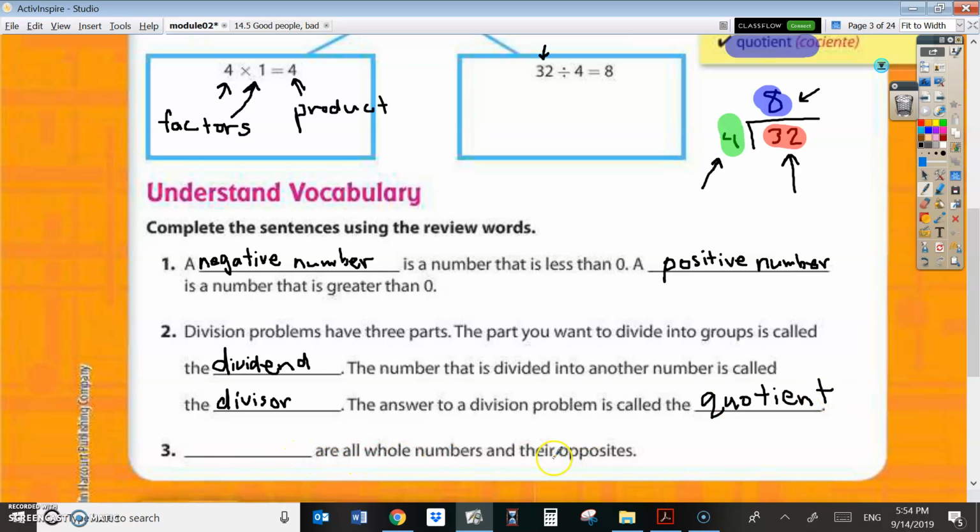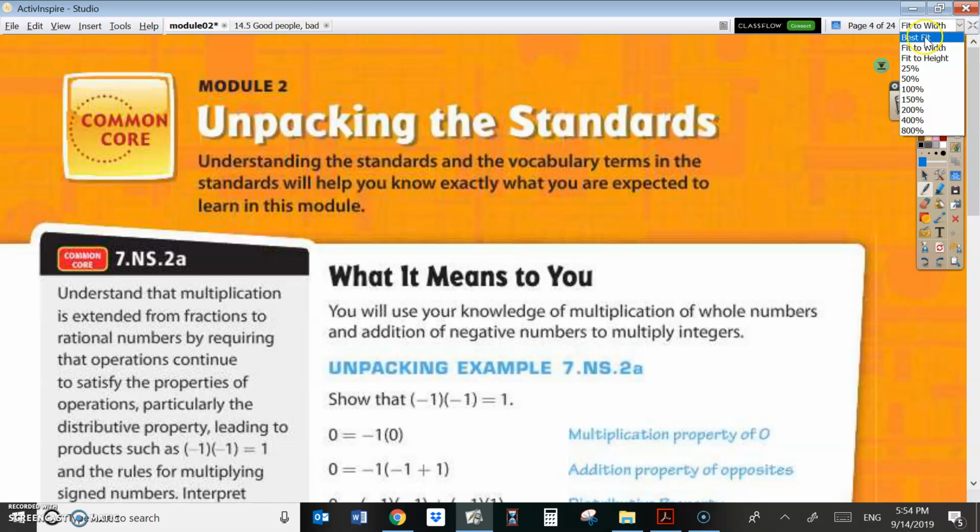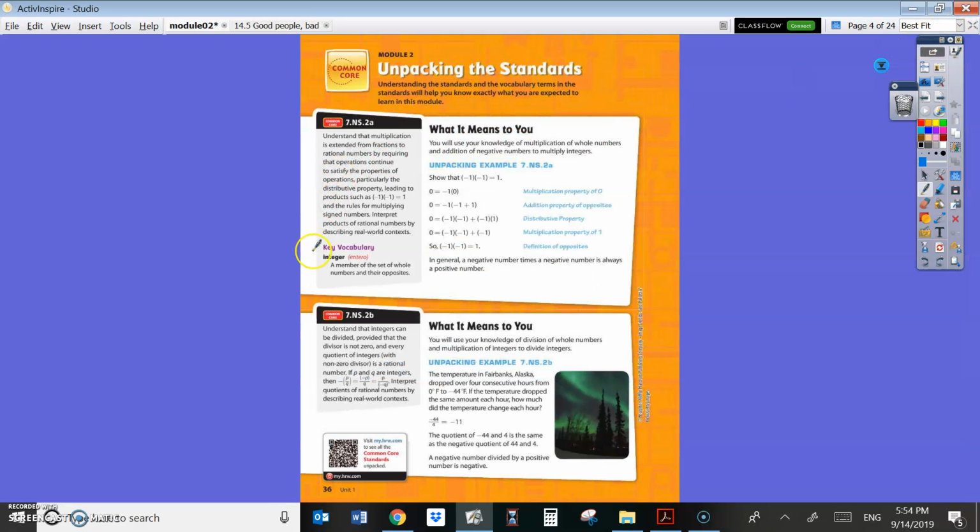Blank are whole numbers and their opposites. That would be integers. This page is just a reminder, page 36.